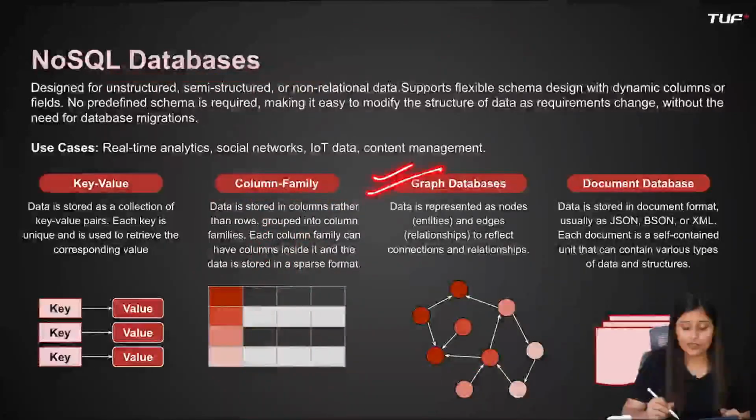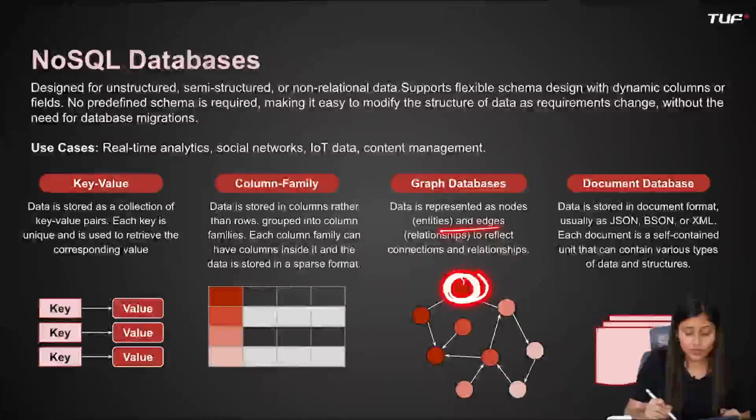Next is graph database. So here the database is represented as nodes. This is called data. It is represented as a node, and the edge is nothing but the relationship between those two nodes.